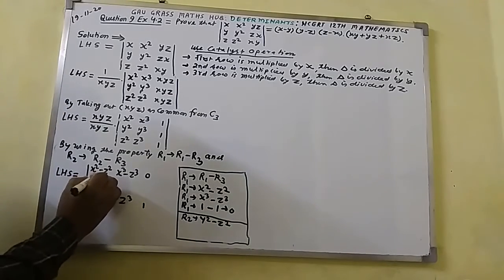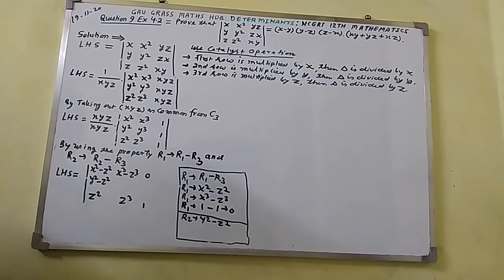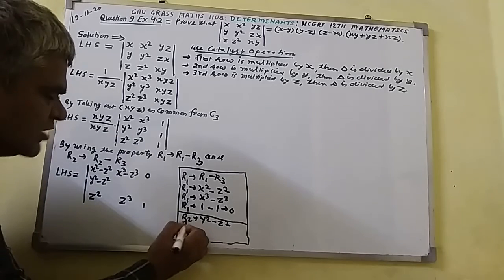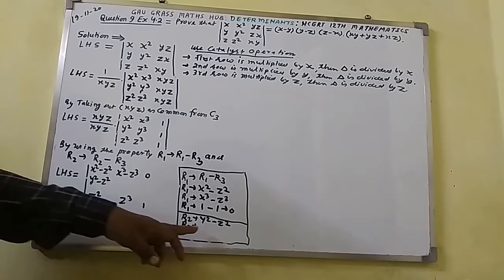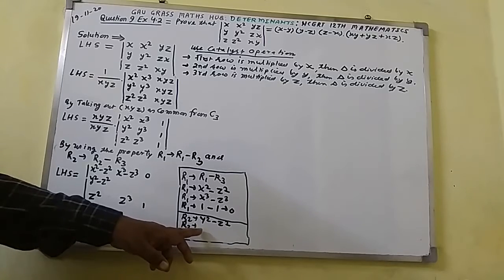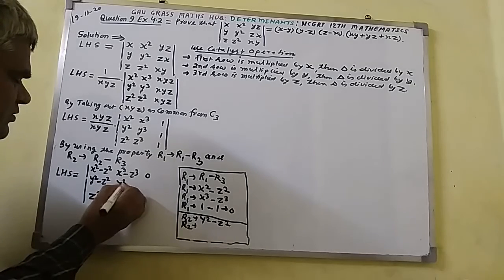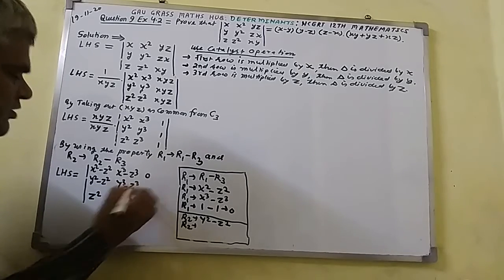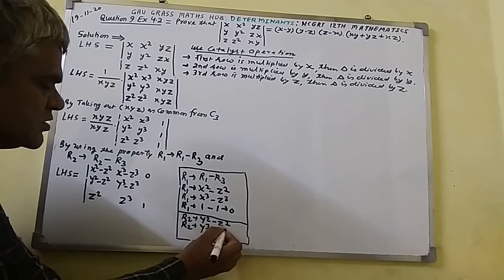So here it will become y square minus z square. It will become y square minus z square. Here you will get R2 goes to R2 minus R3. If I take the element of R2 here y cube, so here write y cube minus z cube. It will become y cube minus z cube.